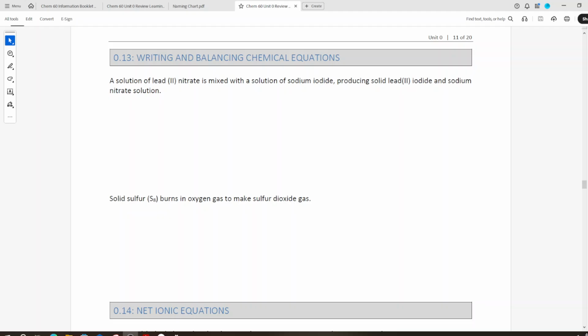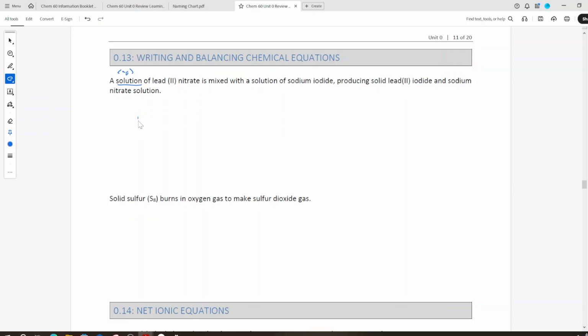And now we get to tie it all together where we're going to write and balance chemical equations. So they're going to give you the names and you have to come up with the chemical formula, and then you're going to write it as an equation and balance it. So this says we have a solution, meaning that it is aqueous, of a lead 2 nitrate.